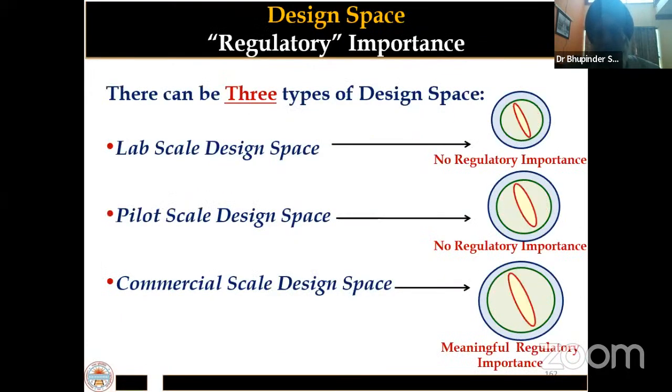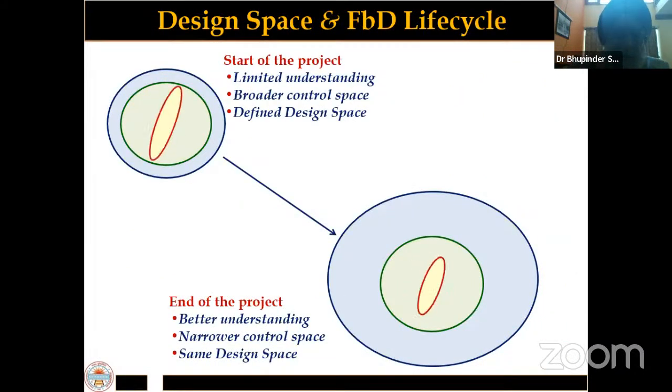And there are three kinds of design space: lab scale, pilot scale, and commercial scale. So lab scale and pilot scale have no regulatory importance, but commercial scale design space has the best importance. But you cannot validate your design space at the commercial scale. While you validate at lab and pilot scale, you can take up some studies at commercial scale, because otherwise it will be very expensive.